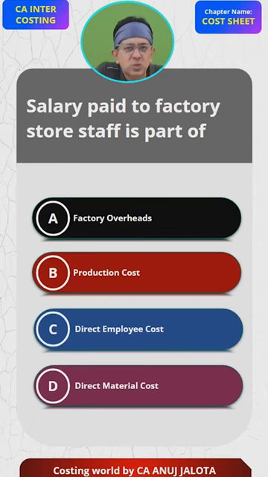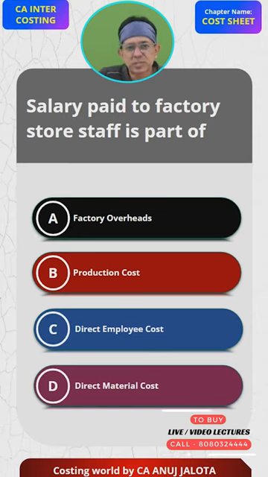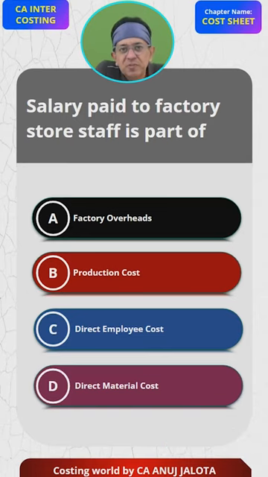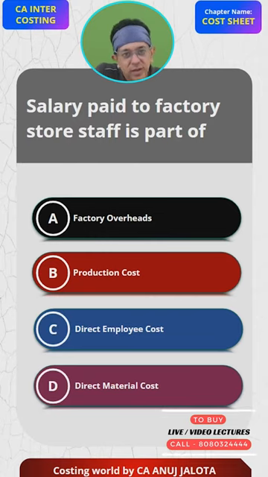Then C, direct employee cost. Now, is the store staff going to be making your product? I don't think so. So C cannot be the answer. Out of A and B, I think salary paid to the store staff should be forming part of factory overheads. Why are you storing the material? So that you can issue it to the factory whenever they require it.